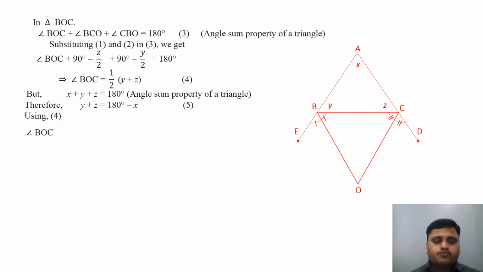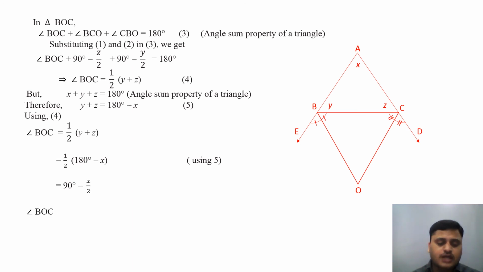Now using equation 4, angle BOC is equal to half of y plus z, and in place of y plus z we will write 180 minus x. So half of 180 minus x, we used equation 5. Multiplying half with both, we get 90 minus x by 2, which is rewritten as angle BOC is equal to 90 minus half angle BAC. Okay, in this way you will prove this question.